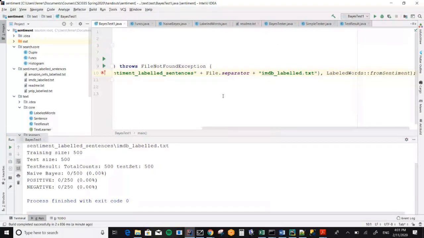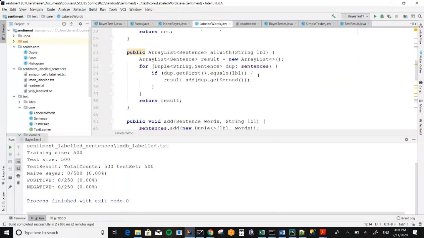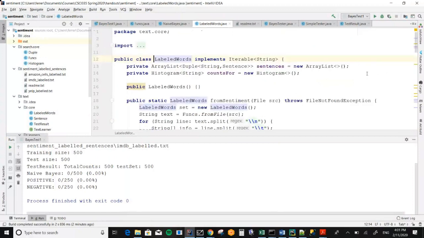Yes? In the sample data you showed us, it looked like the classification was always 0 or 1. Is that pretty standardized for any data set we would find, or are we going to need to deal with maybe different data sets? You will have to deal with wackiness in the data sets. So what I did for labeled words was I created this from sentiment method, and you can just add static methods straight away for your other data set.